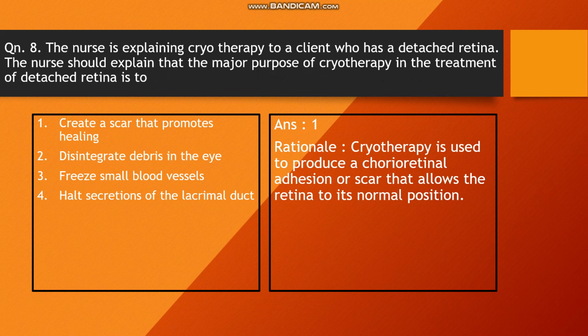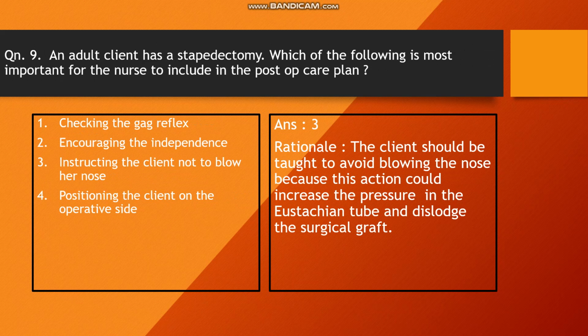Next one. The nurse is explaining cryotherapy to a client who has a detached retina. The nurse should explain that the major purpose of cryotherapy in the treatment of detached retina is to create a scar that promotes healing, disintegrate debris in the eye, freeze small blood vessels, halt secretions of the lacrimal duct. Answer is 1. Create a scar that promotes healing. Cryotherapy is used to produce a chorioretinal adhesion or scar that allows the retina to return to its normal position.